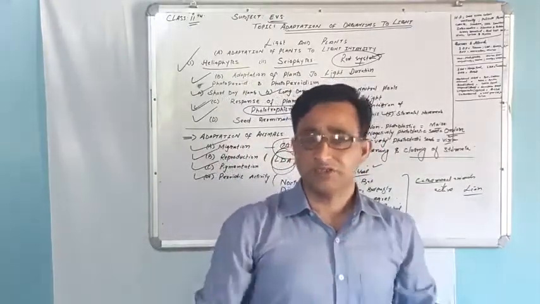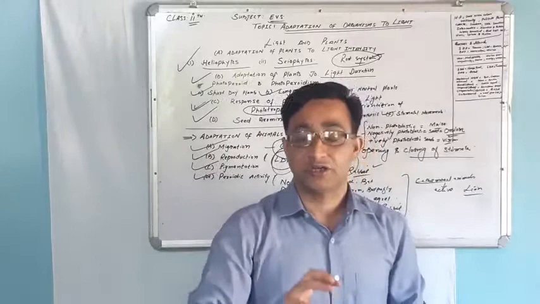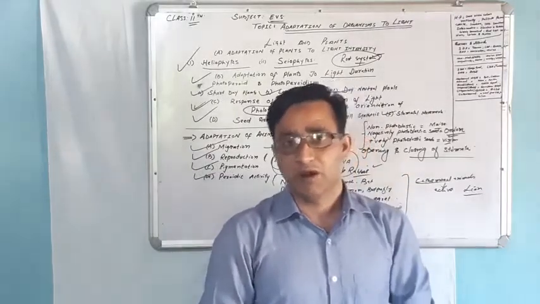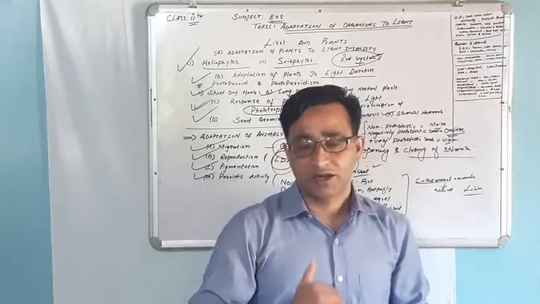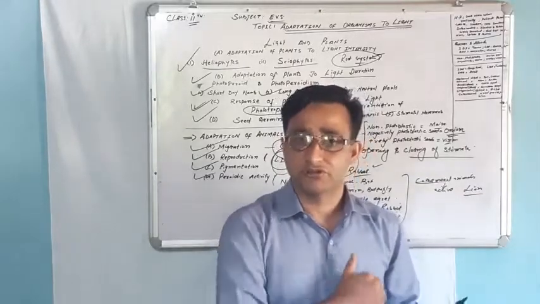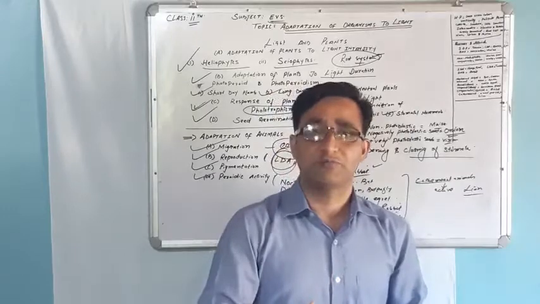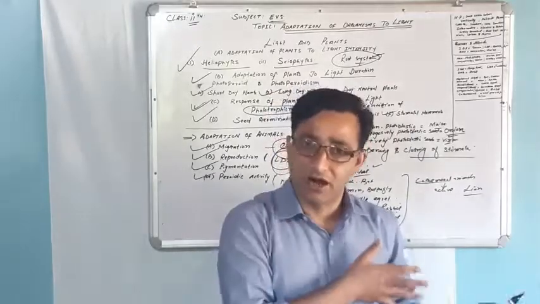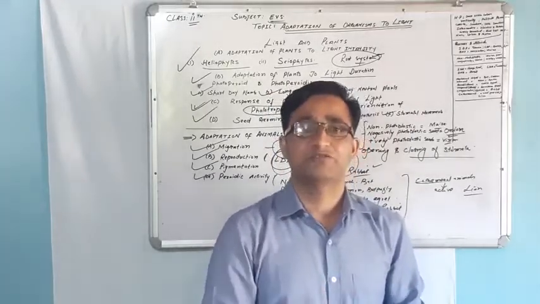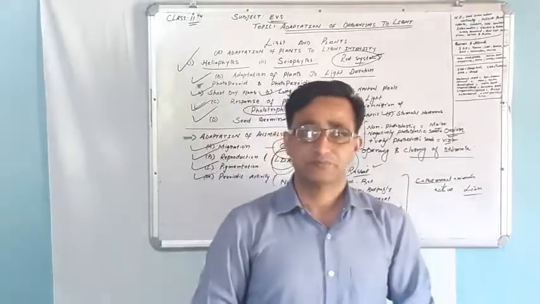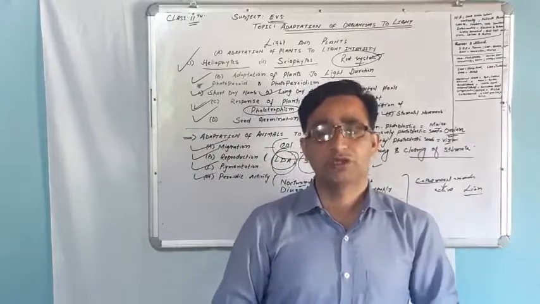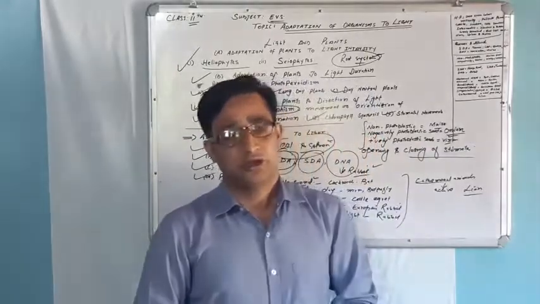And this is all about today's topic, that is adaptation of organisms, or adaptation of plants and animals towards the light. How plants adapt themselves towards the light, and how animals are able to adjust themselves towards the light. So we will conclude here today. Thank you.